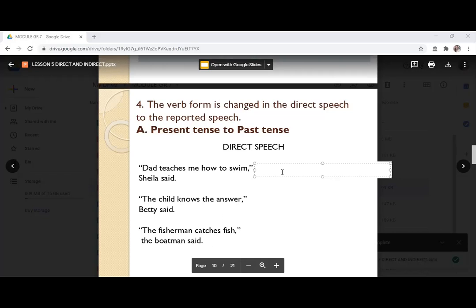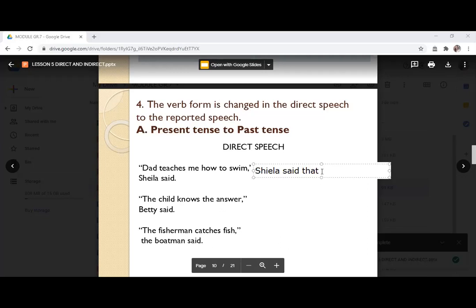Sheila. Okay. Very good. So, we will begin with Sheila. O after Sheila, ano nang next? We need formula. Noun plus said. Okay. So, Sheila said. Okay. Step number 3, add that. Okay. So, Sheila said that. Okay, sige, close na muna natin. So, in this case, we will begin with Sheila said that.